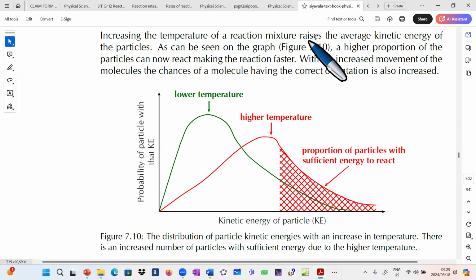Increasing the temperature of a reaction mixture raises the average kinetic energy of the particles. If you heat them, they start roaming around and gain a lot of average kinetic energy. As can be seen in figure 7.10, a higher proportion of the particles can now react, making the reaction faster. With the increased movement of the molecules, the chances of a molecule having the correct orientation is also increased.